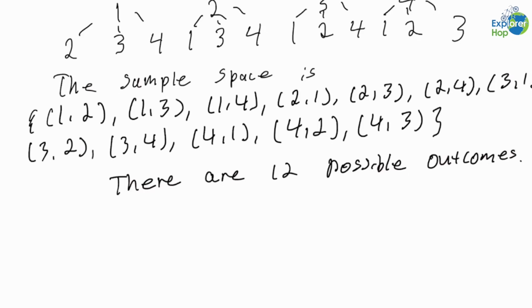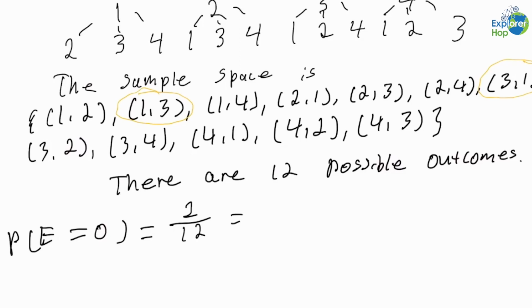So, to find the probability of E being equal to 0, which is the probability of having no even numbers, we take the total number of ways to have no even numbers and divide it by the total number of possible outcomes. So from the sample space, we see that we have 0 even numbers over here and 0 even numbers over here. And so that gives us 2 outcomes in the sample space with 0 even numbers. So the probability of E being equal to 0 is therefore equal to 2 over 12, which is equal to 1 over 6.